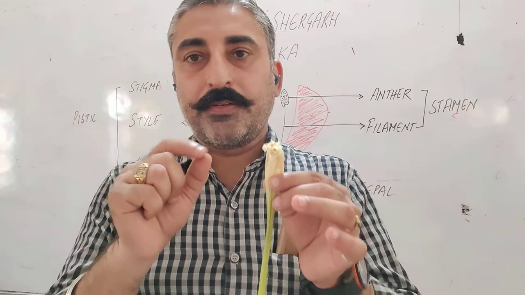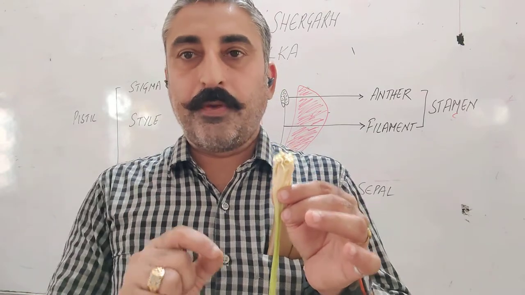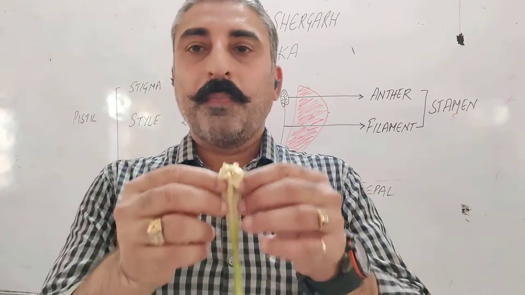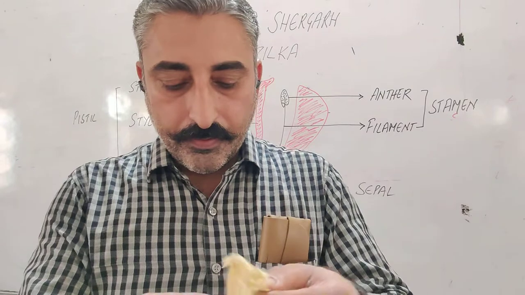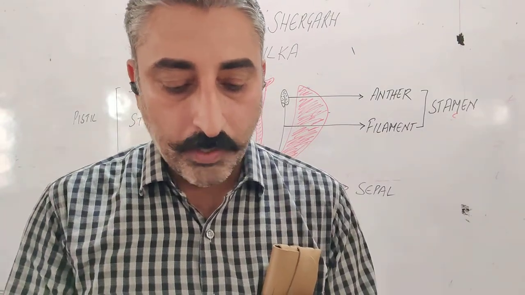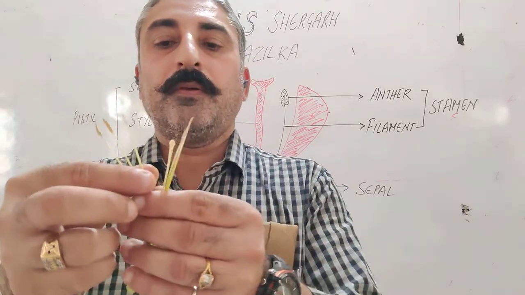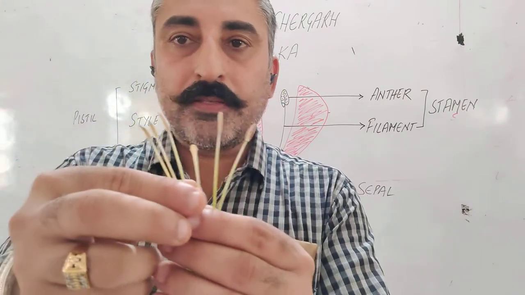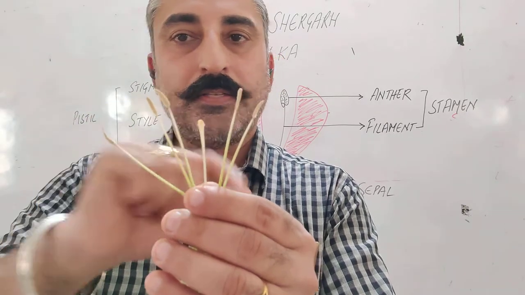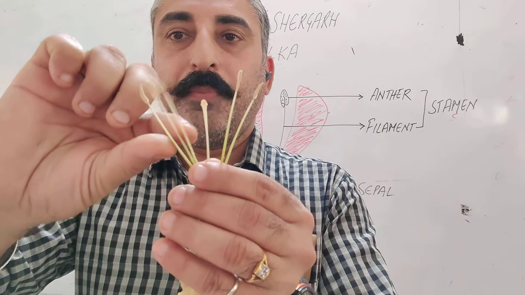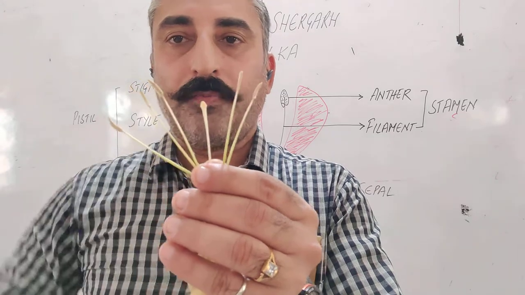Now, what is the function of petal? Basically, petals will attract insects that will help in pollination. Now, I'll remove these petals also. After removing, you all will notice that there are two parts inside a flower. These are similar in shape, one part. This is the second part. These are male part of flower and this is female part of flower.